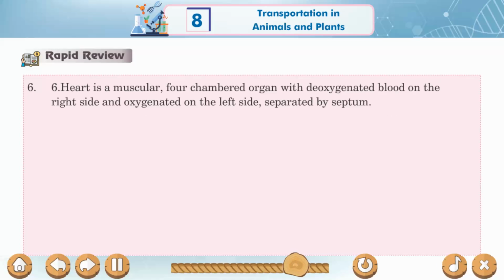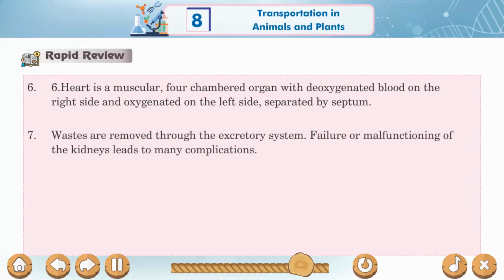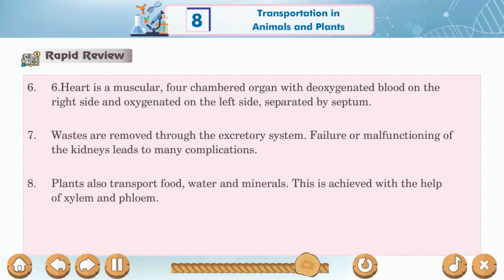6. Heart is a muscular, four-chambered organ with deoxygenated blood on the right side and oxygenated on the left side, separated by septum. 7. Waste are removed through the excretory system. Failure or malfunctioning of the kidneys leads to many complications. 8. Plants also transport food, water, and minerals. This is achieved with the help of xylem and phloem.